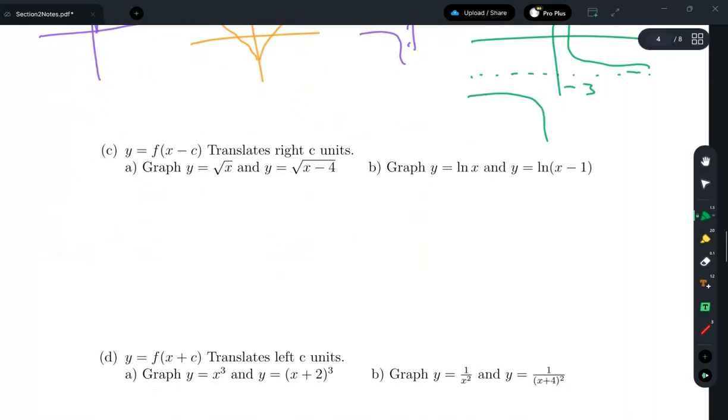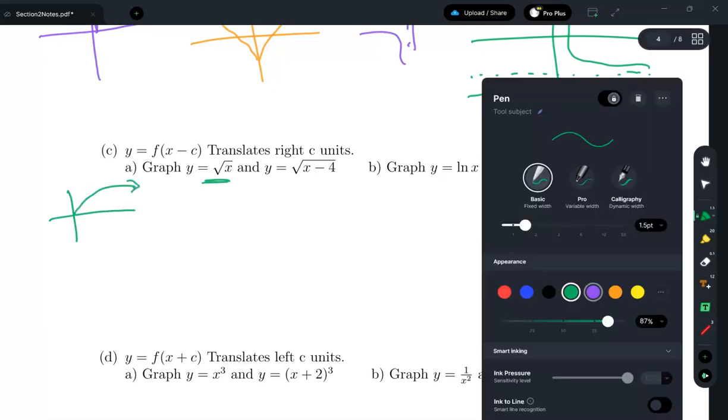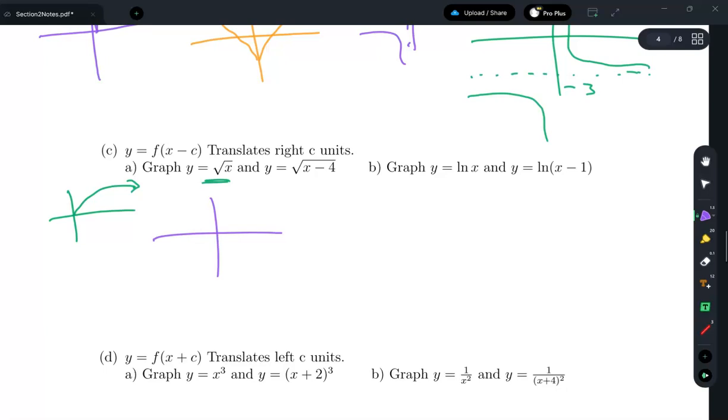Okay, so then how about this one? Root x, looks like that. And so then root x minus 4 moves it to the right by 4, so it looks like that.